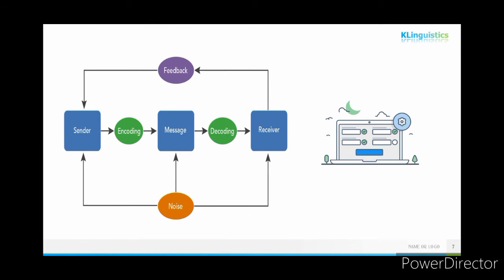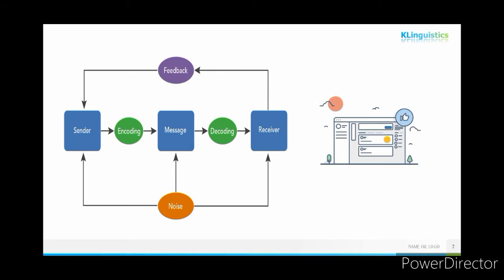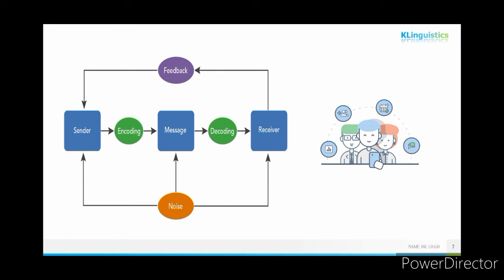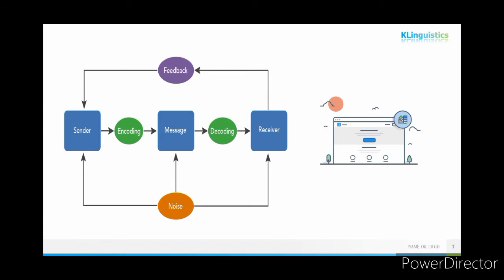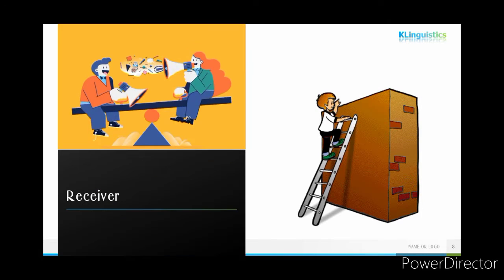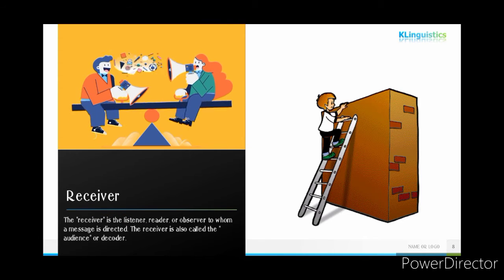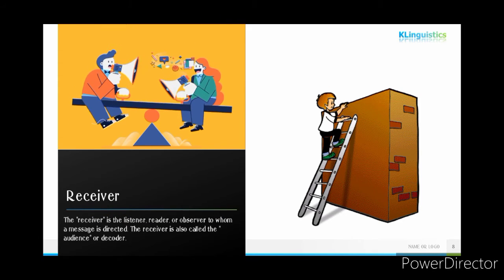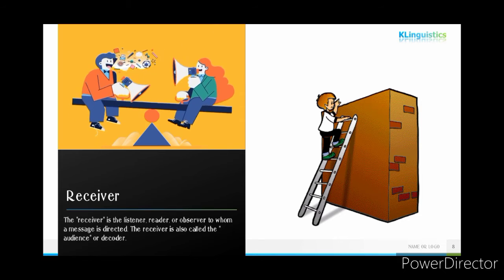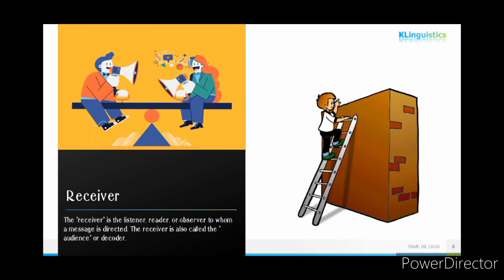Now we have here at the center of the communication process the message which is to be encoded. That message gets sent to the receiver. Depending upon which medium we chose to communicate with, that will transmit a number of different ways. The receiver is the listener, reader, or observer to whom a message is directed. The receiver is also called the audience or decoder. They are in charge of decoding that message.